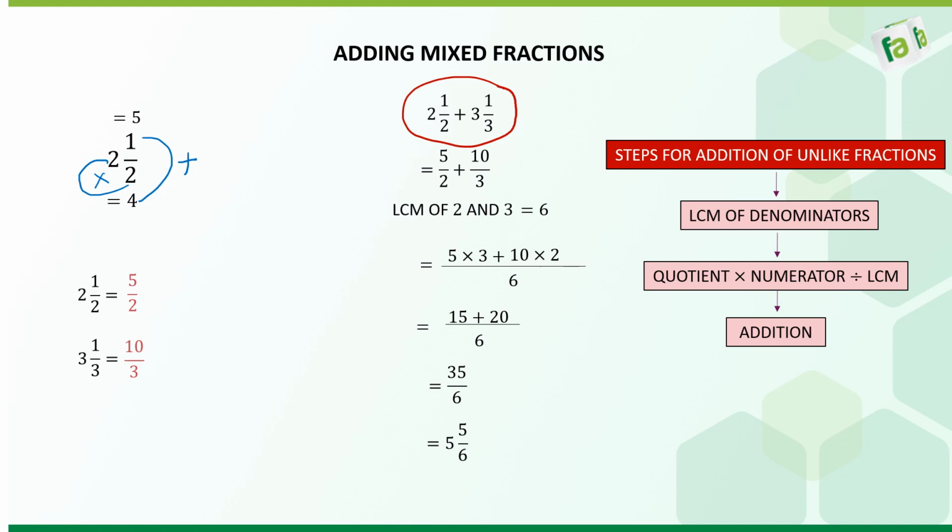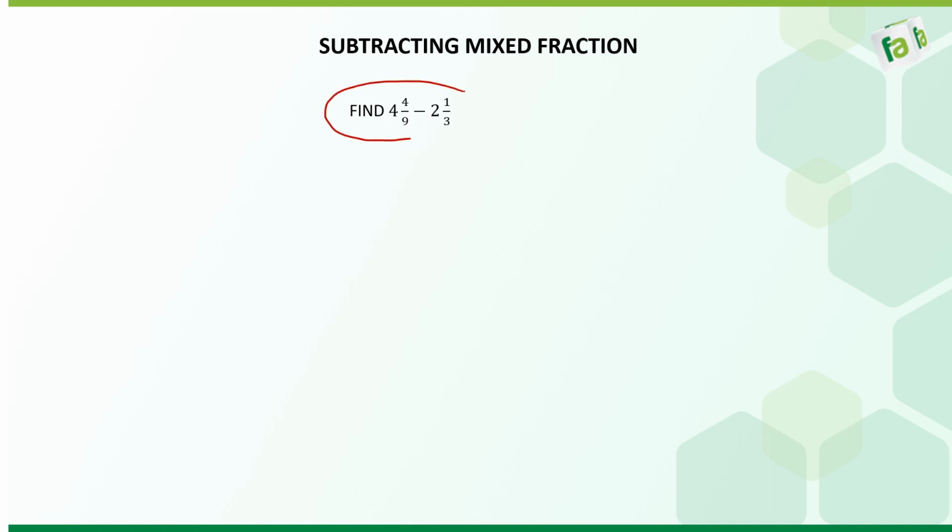Now let's learn how to subtract mixed fractions. Look at this question. We follow the same procedure as we did for adding the mixed fractions. So we have to change these fractions into improper or proper fractions first. So how do we do that? Let's change 4 and 4 by 9 into an improper fraction.